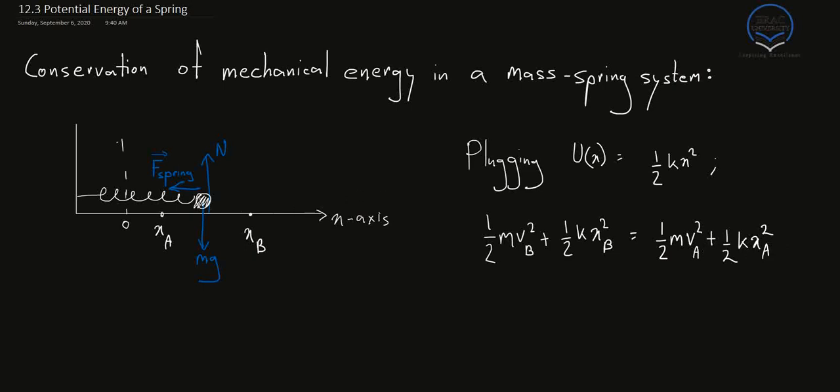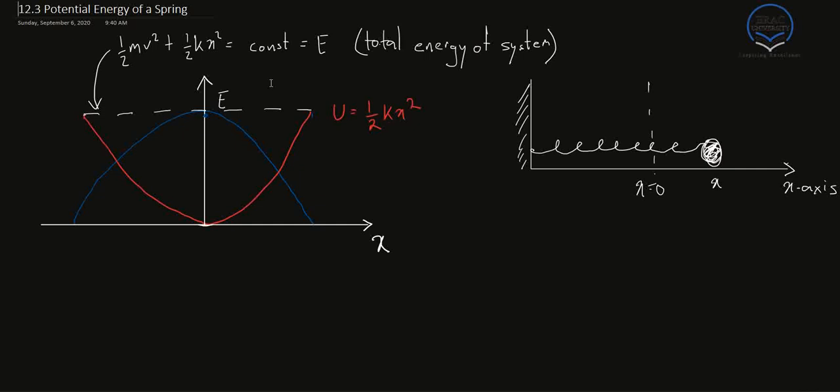In other words, you can think of it like this: the potential energy keeps getting converted to kinetic energy and vice versa. As this mass keeps going from A to B, it's going to keep slowing down, right? It's going to keep slowing down, and the potential energy is going to increase because x is going to increase, but in such a way that this stays constant. In other words, you have half m v squared plus half k x squared is equal to a constant.